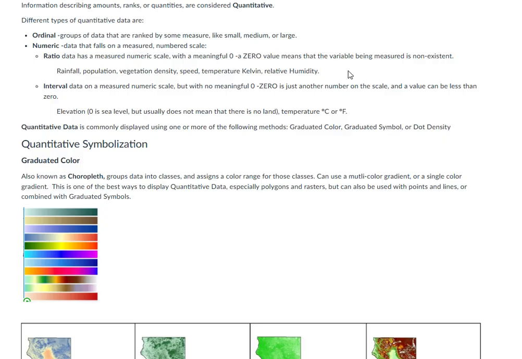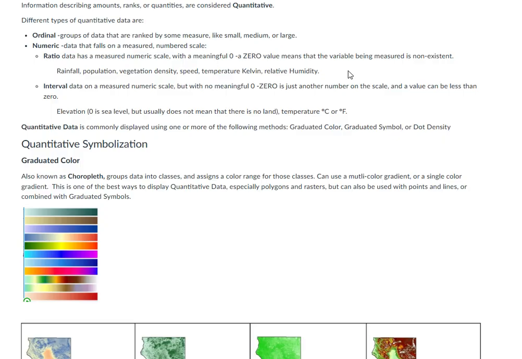Population, if population is 0 for a place, then that means there's no people. Veg density, you could have no plants, you could have lots of plants. Speed, 0 means there's 0 speed, it's an absence of movement. Kelvin temperature, 0 means there's no thermal energy, there's no heat at all. Relative humidity, 0% RH means there's no moisture in the air.